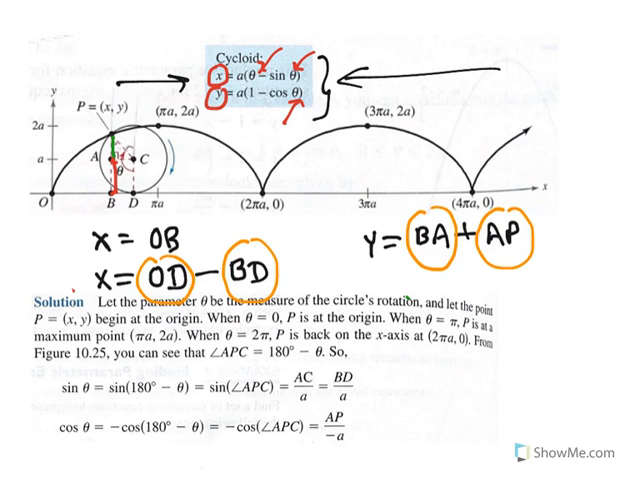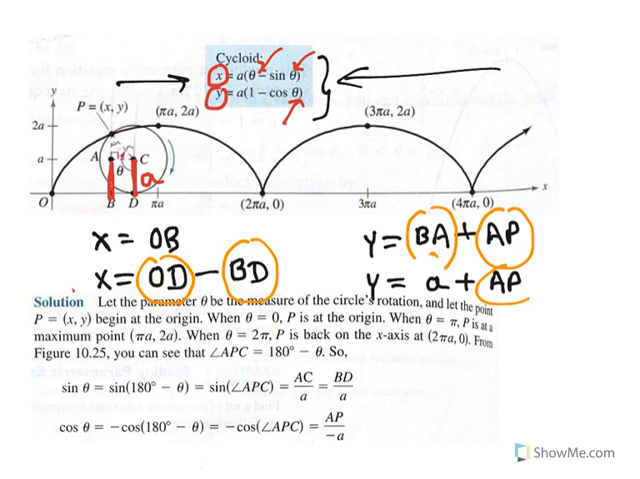Actually, the distance from B to A, we don't really need the parameter theta for that, because if you look at our diagram here, the distance from B to A is equal to the distance from D to C. So from A to B is the same as the distance from C to D, which is, of course, the radius of the circle. So we already know that the distance from B to A is just the radius of the circle. So it's just going to be a plus the distance from A to P.